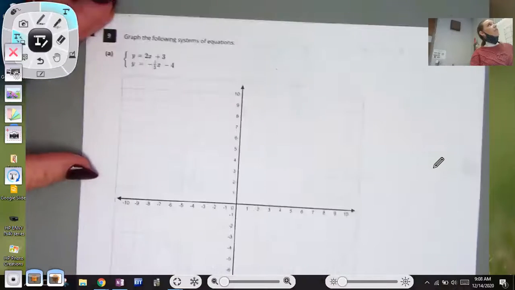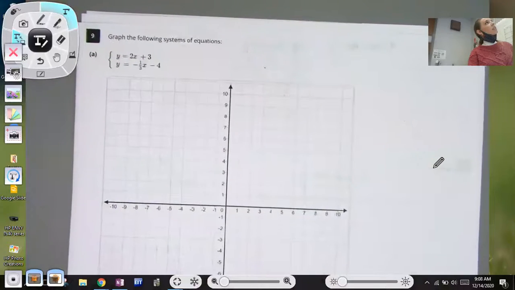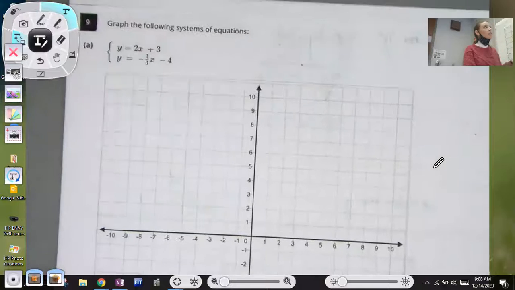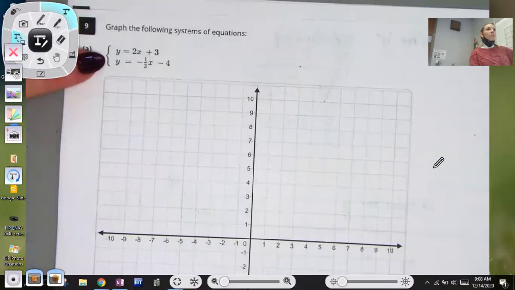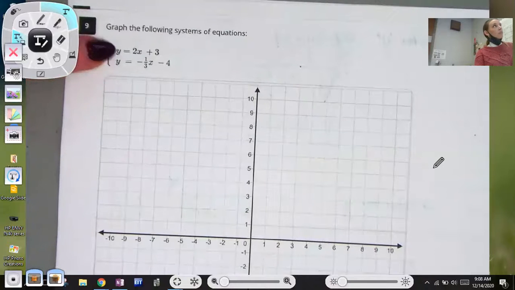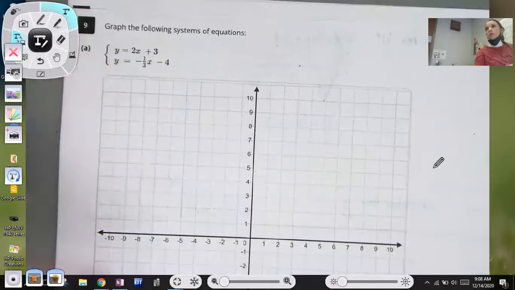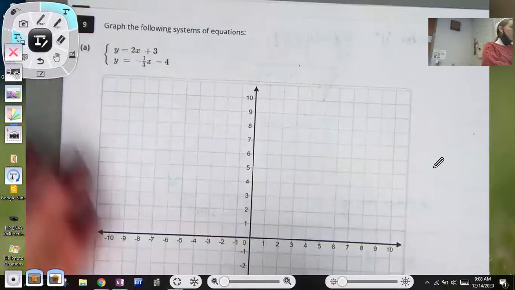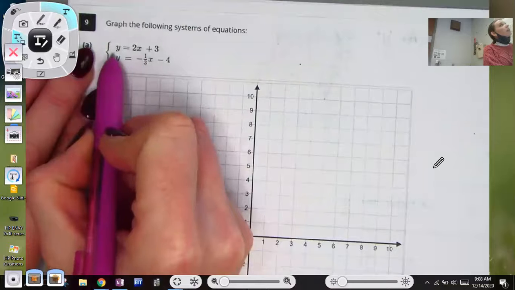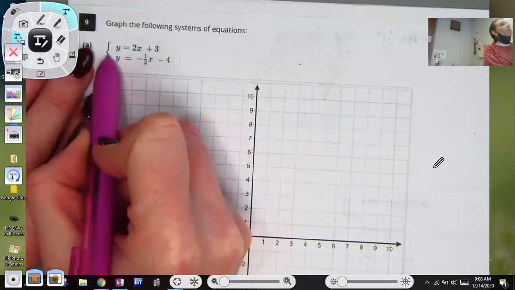Next, it says graph the following systems of equations. I know it's a system of equations because I have multiple equations and they're connected by these brackets. So, am I ready to graph them? Yes, they're in slope intercept form. They're solved for y. So if I look at this first one, where is it going to cross through my y-axis?